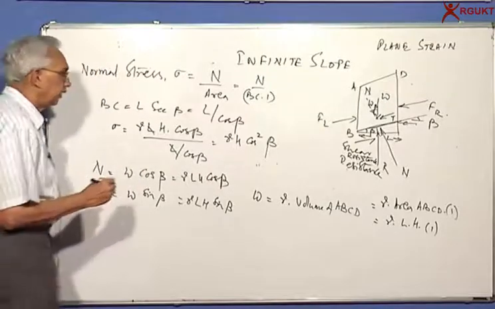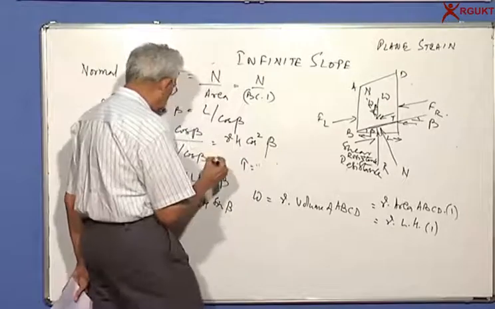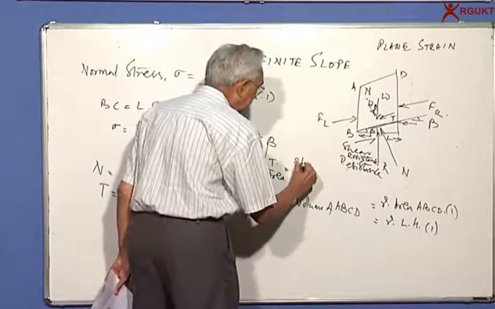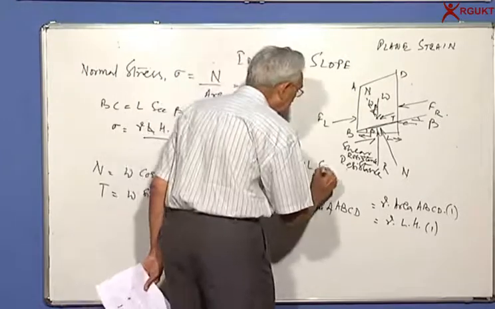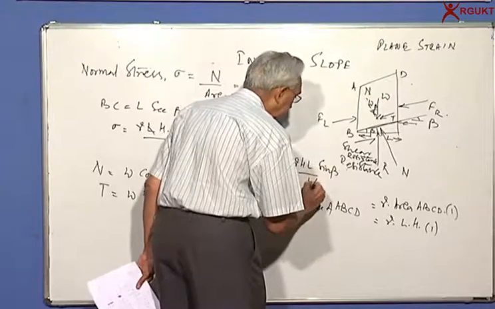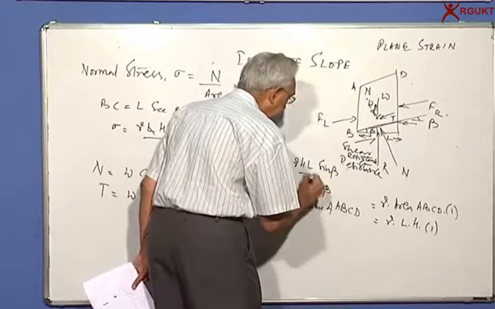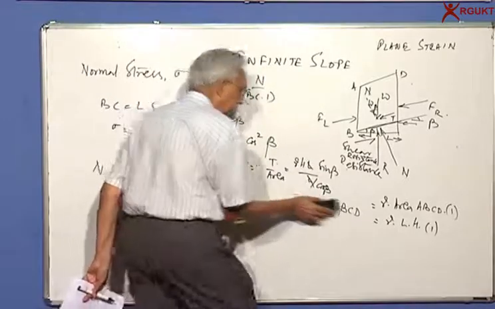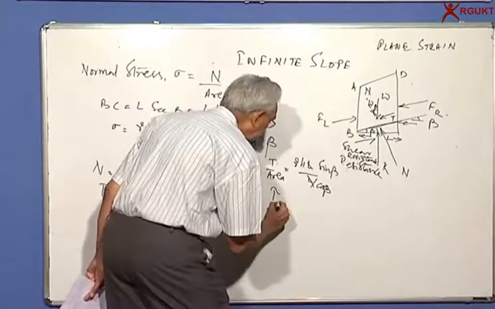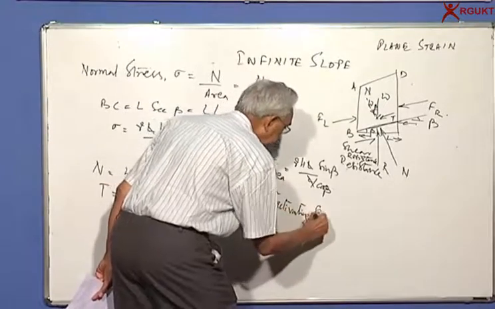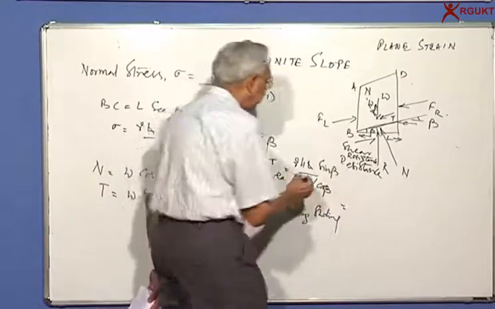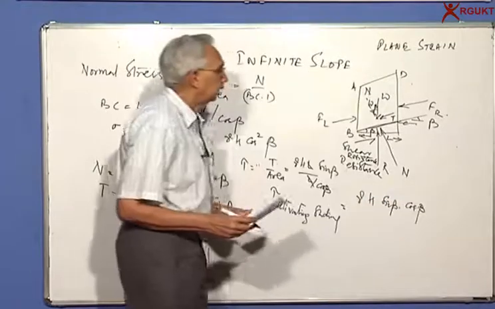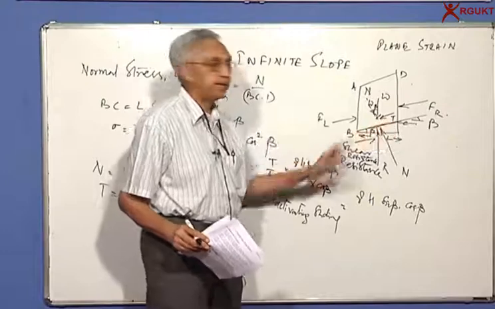Similarly, if you want to calculate the shear stress tau, it's equal to T by area, which is equal to gamma H L sine beta divided by L divided by cos beta. Again cancelling L, can we write the shear stress causing sliding, tau activating sliding, is equal to gamma H sine beta into cos beta. You simply have divided the force by the area BC.